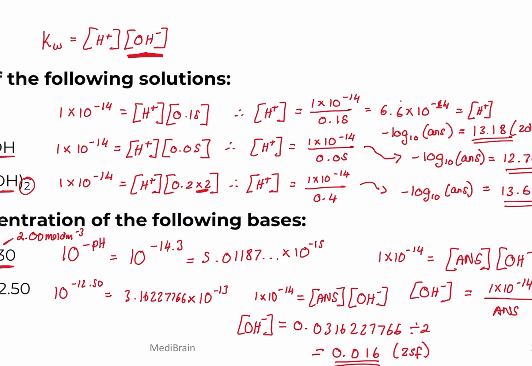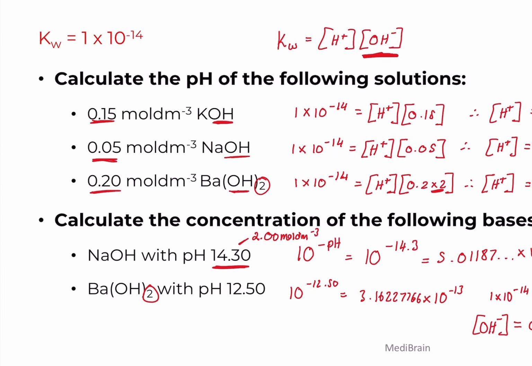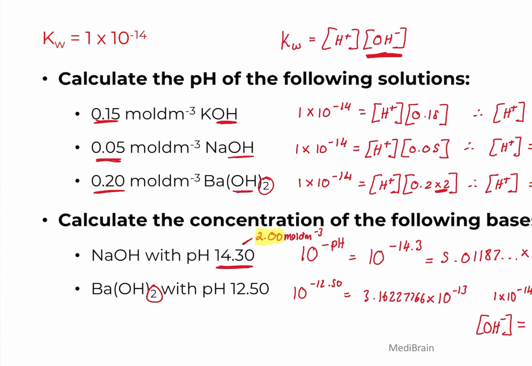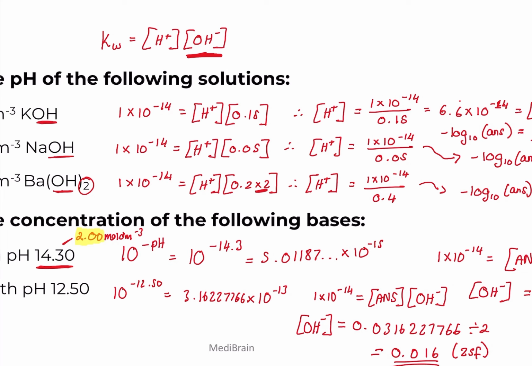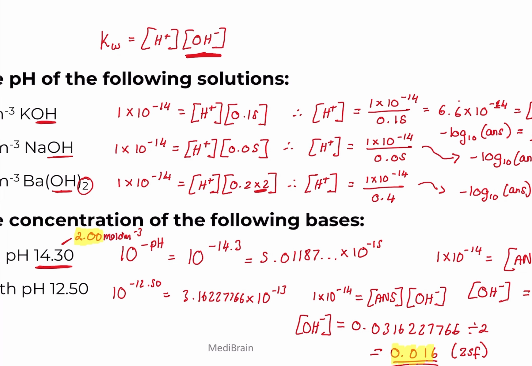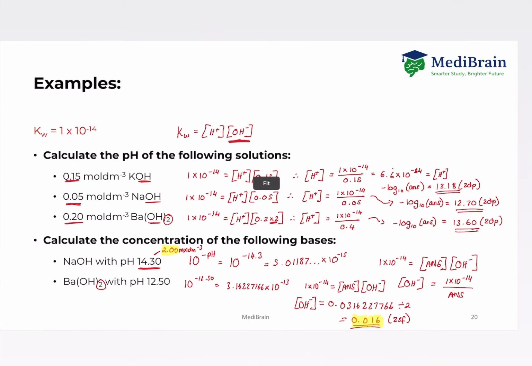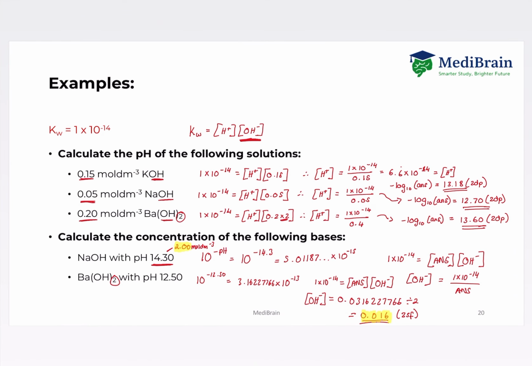Now there's a lot of working out, so I'm just going to highlight the answers. We've got 2 there, and we've got 0.016 there. Those were some examples of questions that you could come up with in an exam.